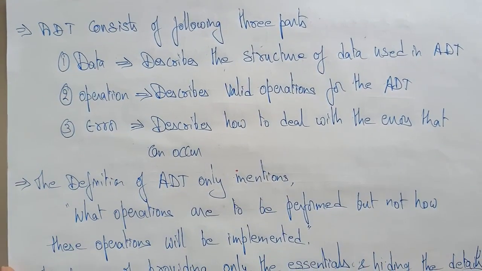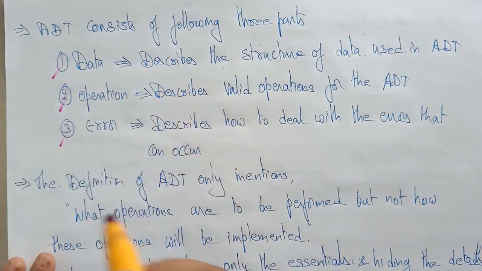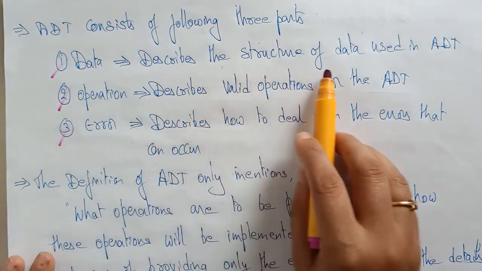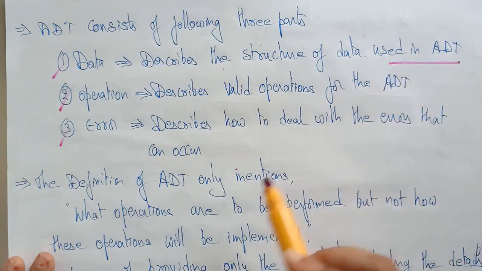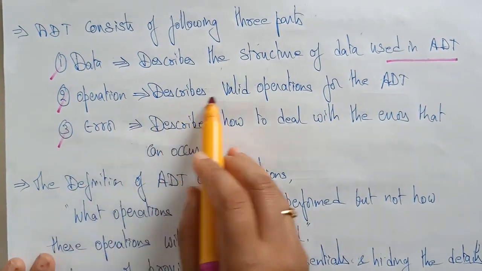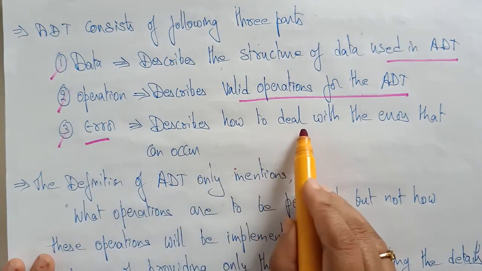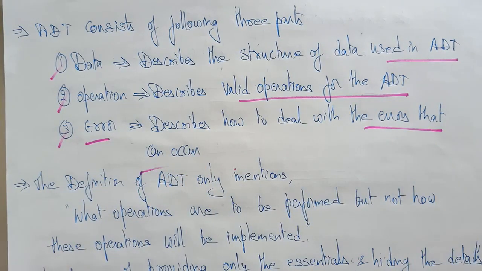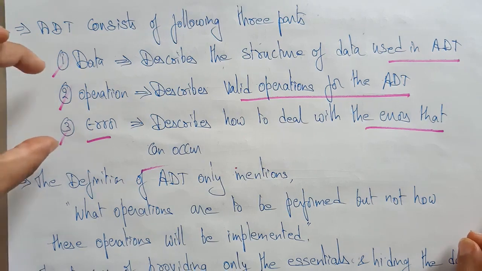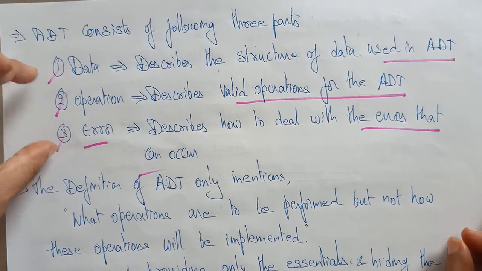The abstract data type consists of the following three parts: data, operations, and errors. Data describes the structure of data used in the abstract data type. Operations describe the valid operations for the abstract data type. And errors describe how to deal with the errors that can occur. So these are all the things that an abstract data type can do.